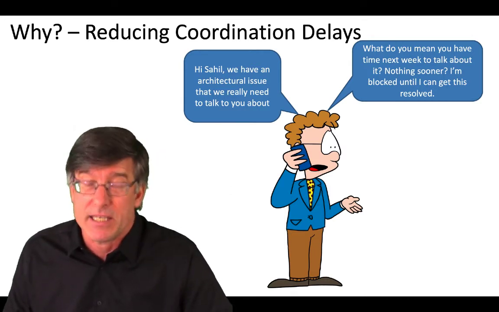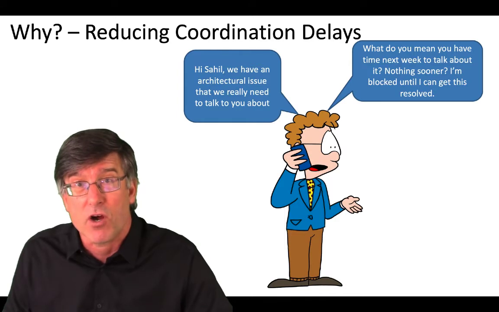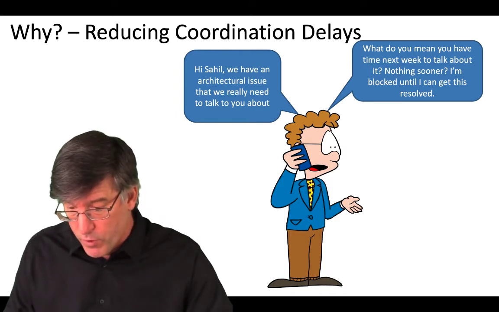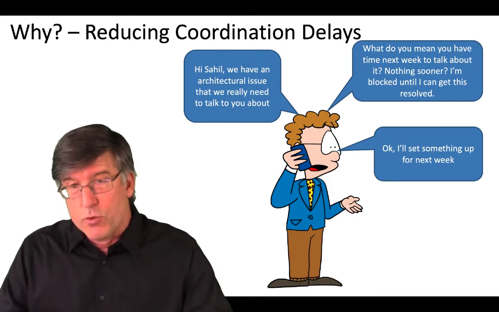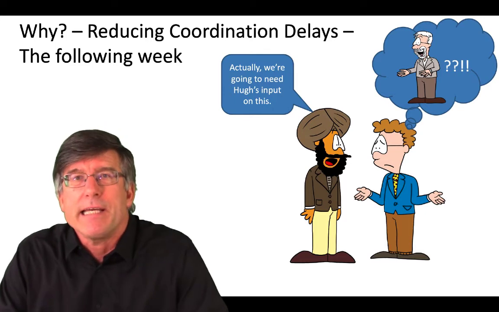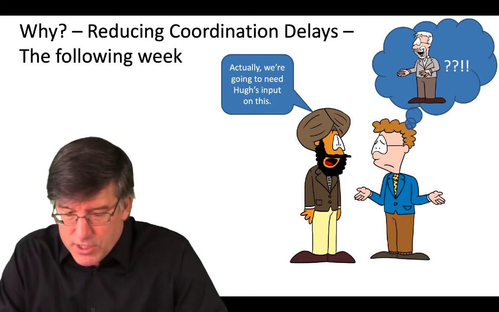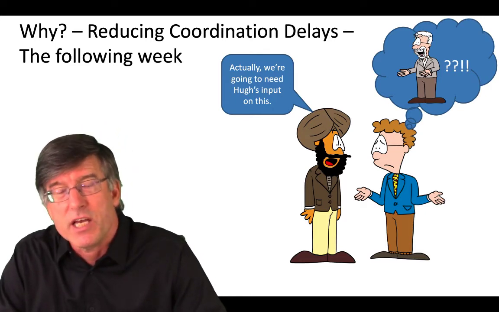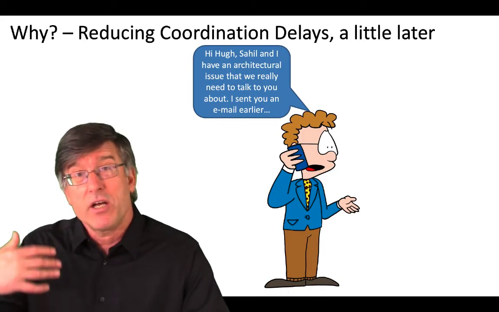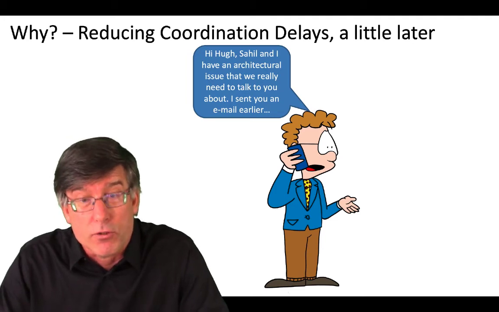He needs Sahil's architecture team's help now, and that's blocking him from making forward progress. So he decides to schedule something for the next week. And of course, finally, he gets to meet up with Sahil, and he talks about his problem, and Sahil says, hey, we need Hugh's help on this. So now Dragan has got to go call Hugh.